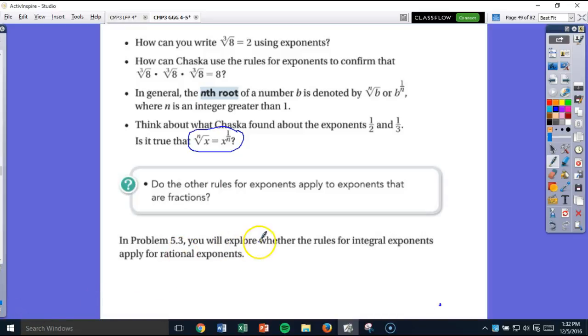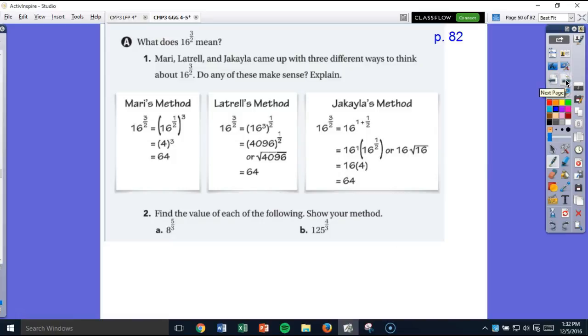In problem 5.3, we're going to explore whether the rules for those integral exponents apply for rational exponents. Let's take a quick look at part A. It says, what does 16 to the 3 halves mean? Well, Marie, Latrell, and Jacayla came up with 3 different ways to think about 16 to the 3 halves. Do any of them make sense? And then explain why it doesn't make sense.